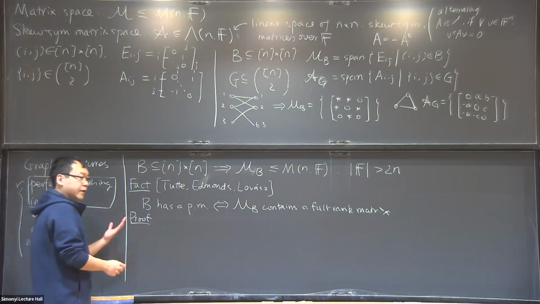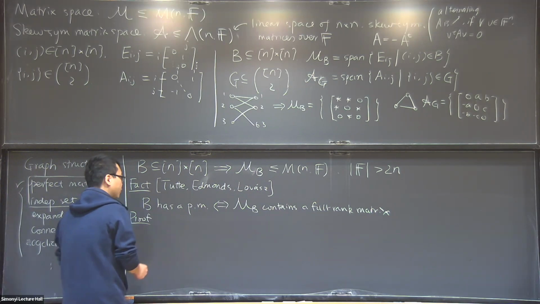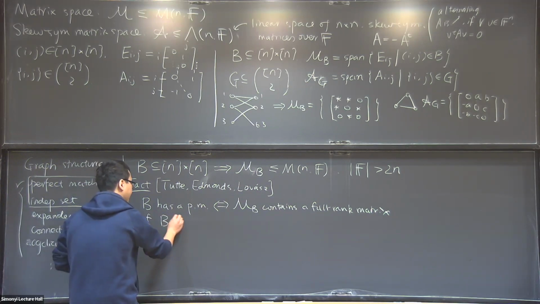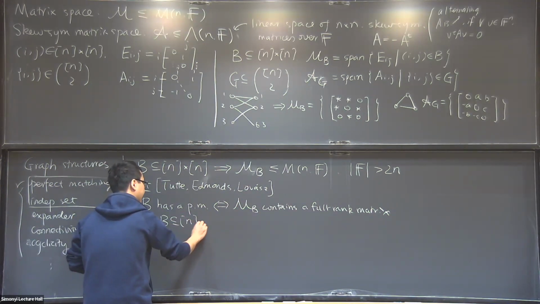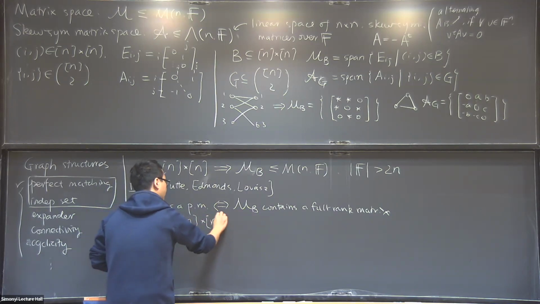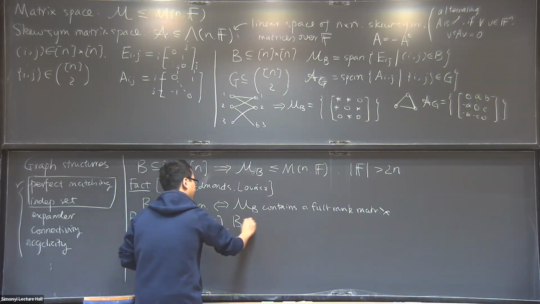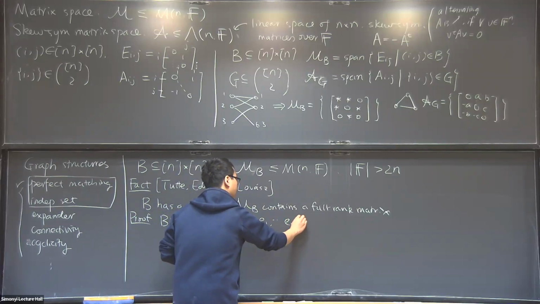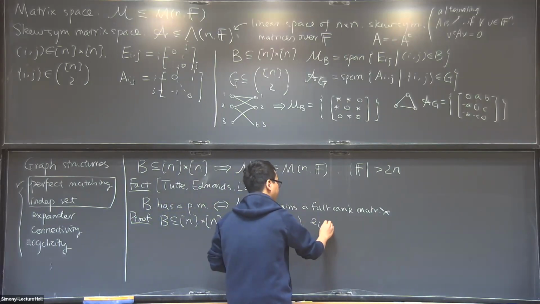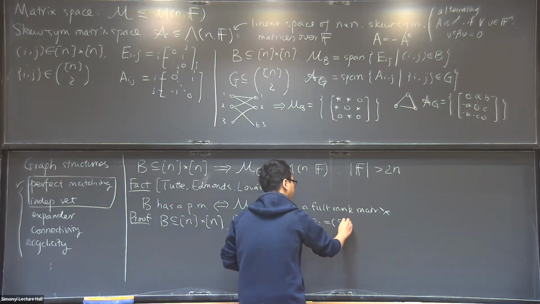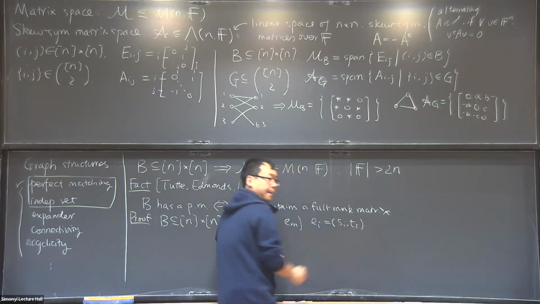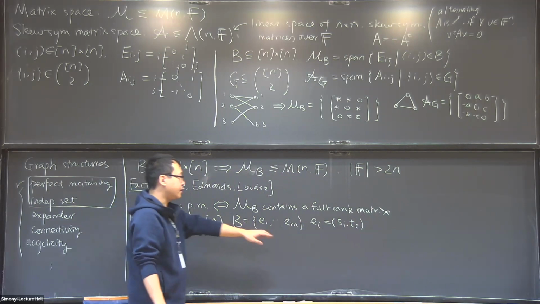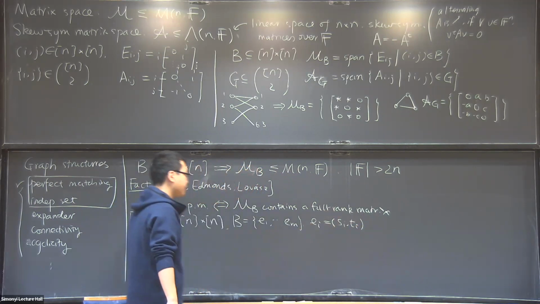So B has a perfect matching, right? We want to prove an if and only if. So let's look at this B, which is the bipartite graph. Maybe we assume that B has the following edges, E1 up to Em, where every Ei is an edge, so it's just (s_i, t_i). This is the left vertex, this is the right vertex.